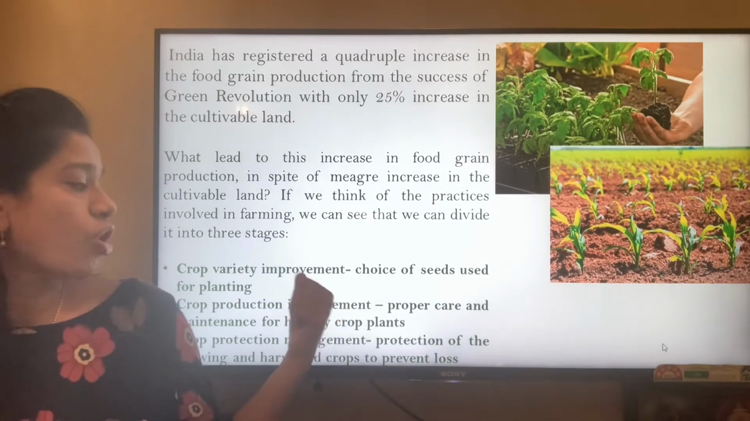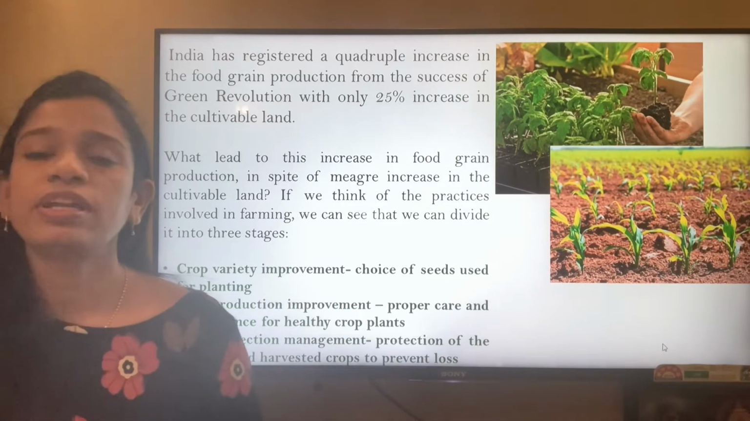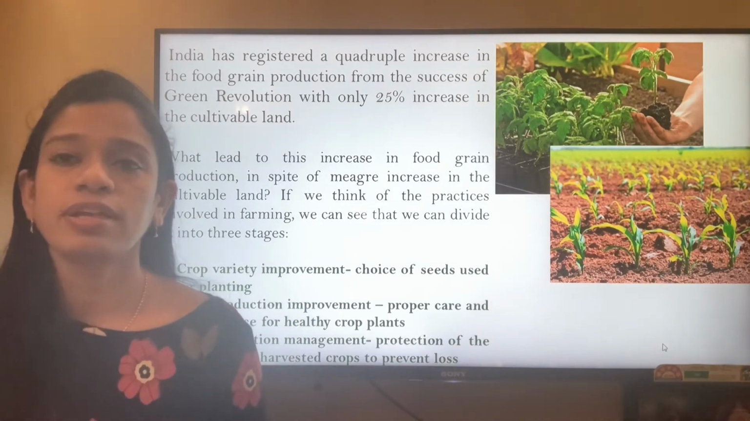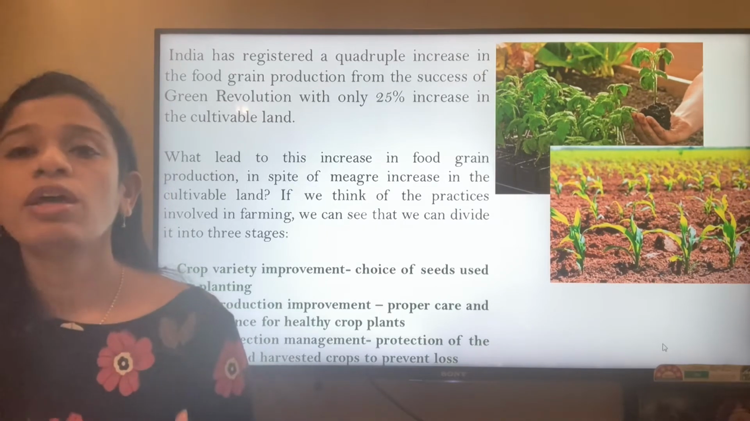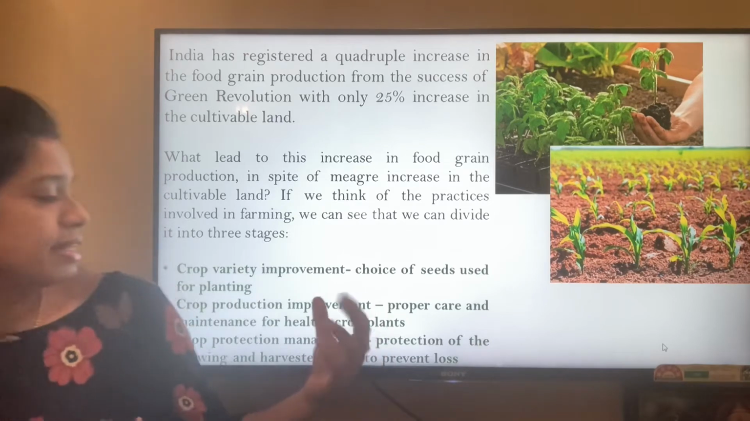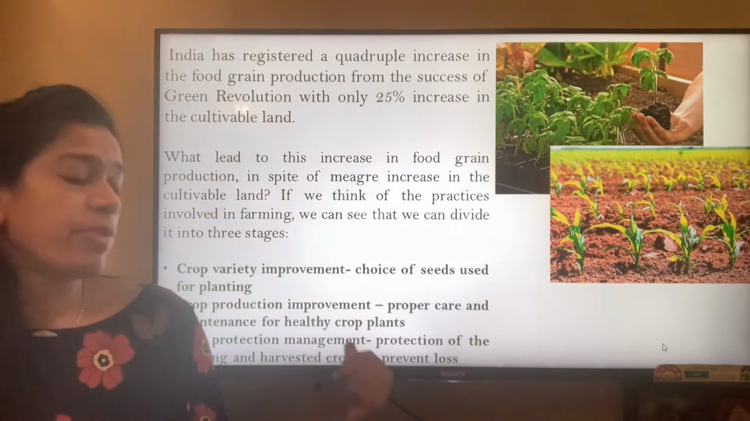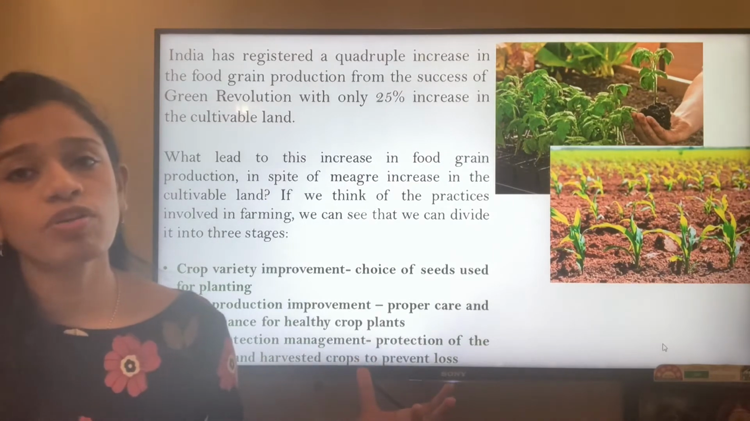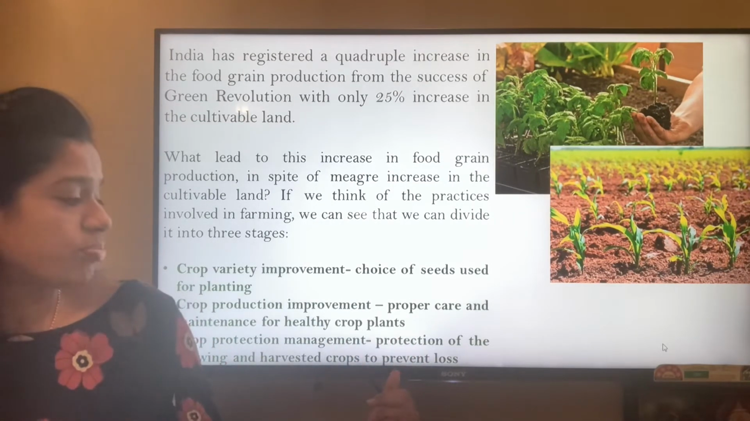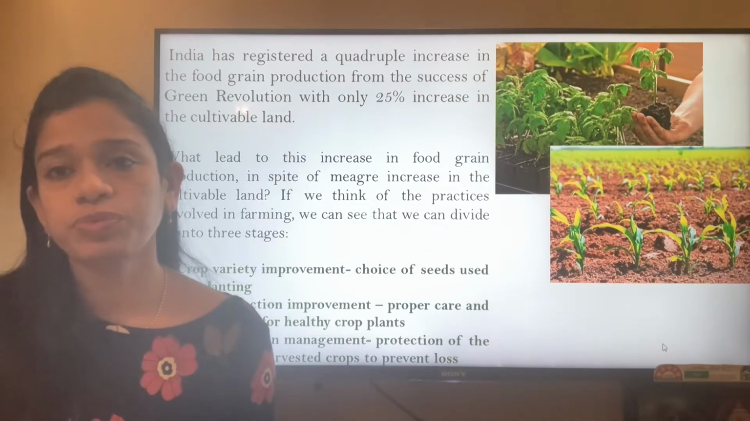So first is crop variety improvement. With the name or the heading we can understand it is the choice of the seeds that is used for growing of the crops. Crop production improvement is the proper care and maintenance of the crop, and protection management is the protection of the harvested crops.